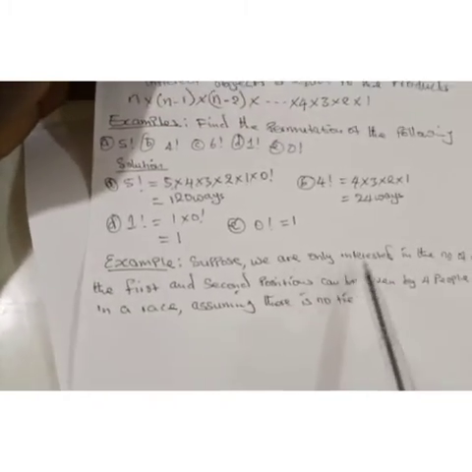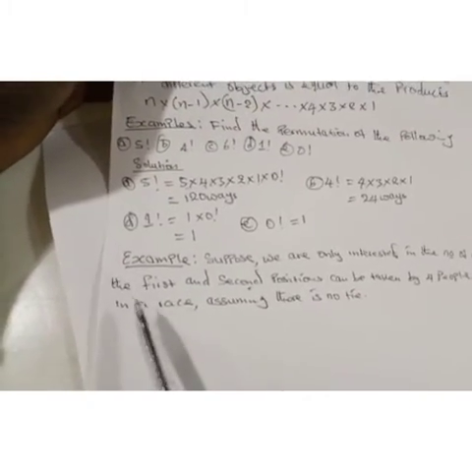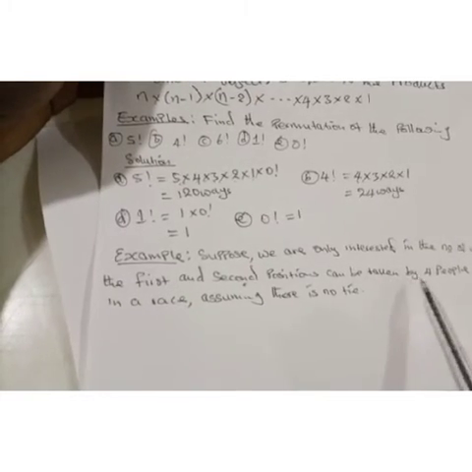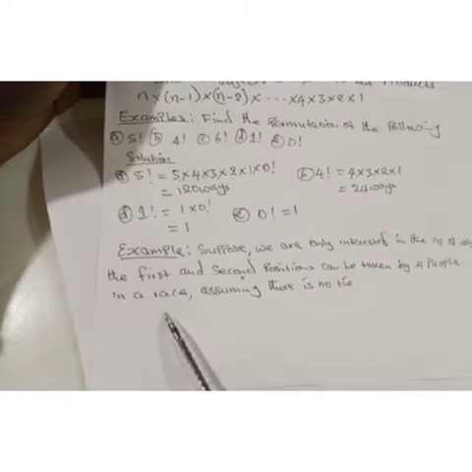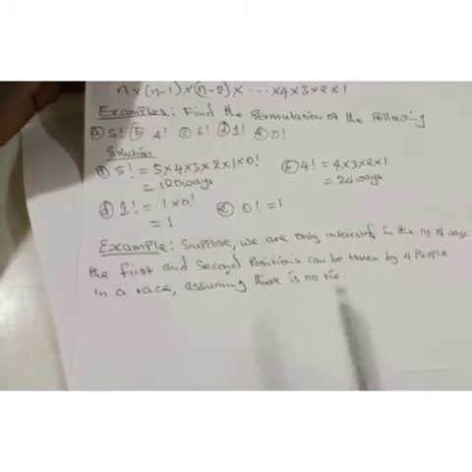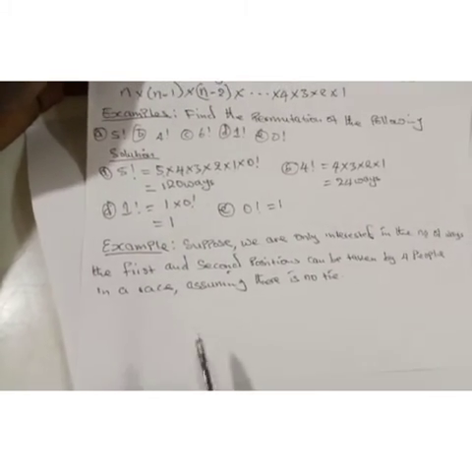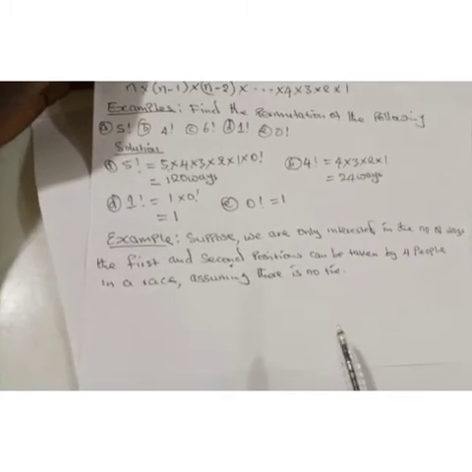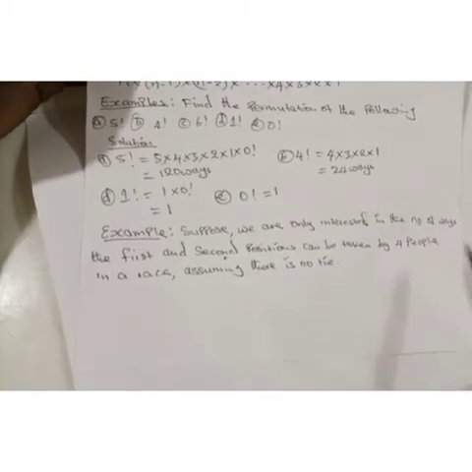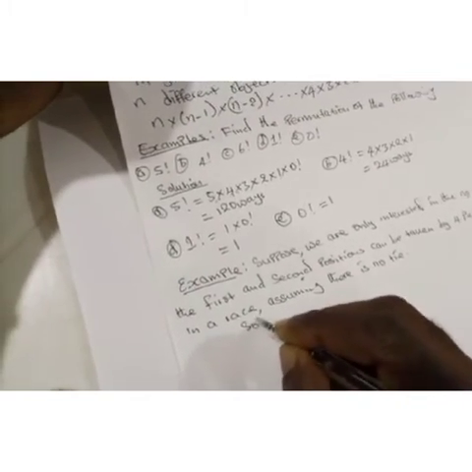So example, suppose we are only interested in the number of ways the first and the second position can be taken by four people in a race, assuming there is no tie. So now we are talking about the first and the second position can be taken by four people in a race, assuming there is no tie. So let's look at the solution.